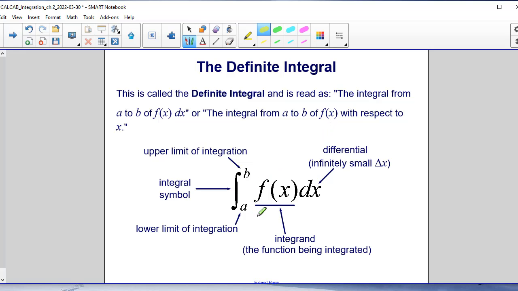In our notations down here, this symbol is known as the integral symbol. The lower limit of integration is a, that goes at the bottom of the integral symbol. The upper limit of integration is b, and this would be placed up here. The integrand, the function that is being integrated, is f of x, and the differential, or the infinitely small delta x, is denoted by dx.